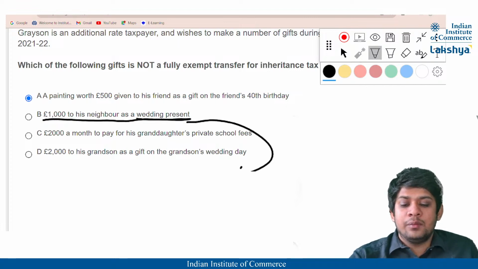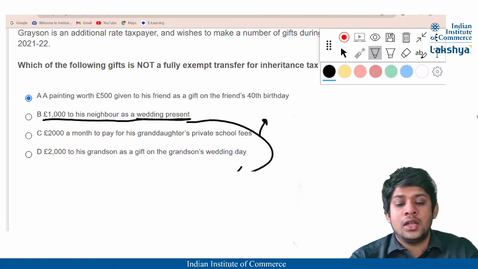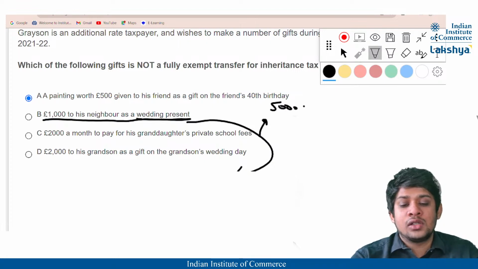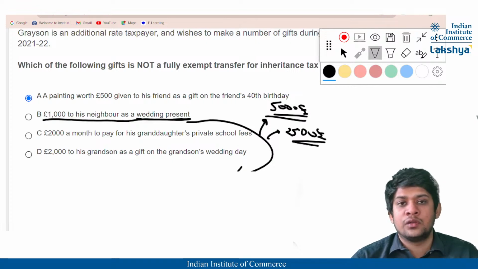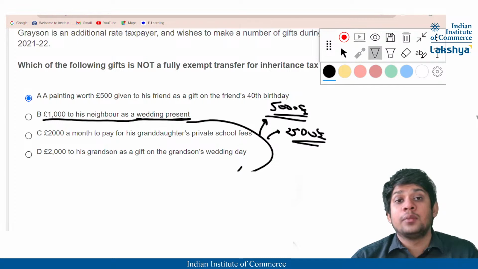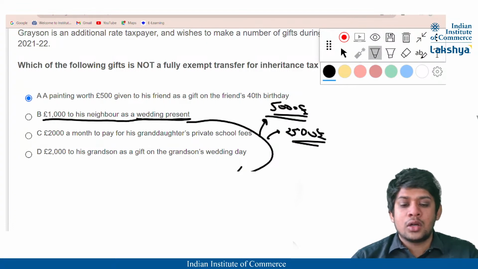Okay, so that means they are being wed. On their wedding, they are allowed up to 5,000 pounds from the parents, and up to 2,500 pounds worth of gifts from their grandparents and from the spouse. So if the groom is giving 2,500 pounds worth of gift to the bride, then it is not taxable under inheritance tax. And 5,000 pounds, if the parents are giving, is not taxable.